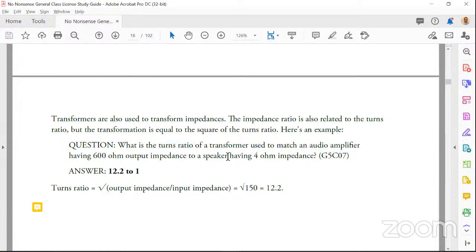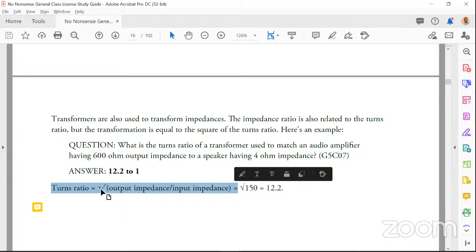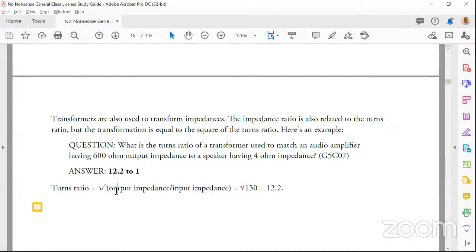But remember, we also showed that because we are dealing with impedances, we have to use the square of the value, and when we use the square in our calculation, our formula ends up with a square root. Last class, we presented that formula. The turns ratio is equal to the square root of the output impedance over the input impedance. So we have to apply this formula for impedances, and let's see if they gave us the values to work with.